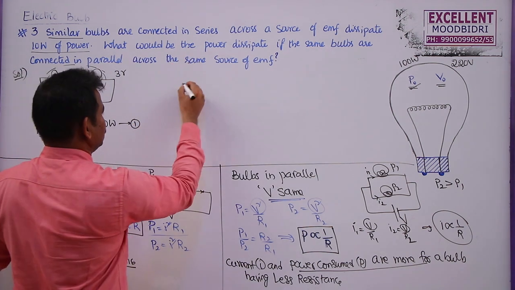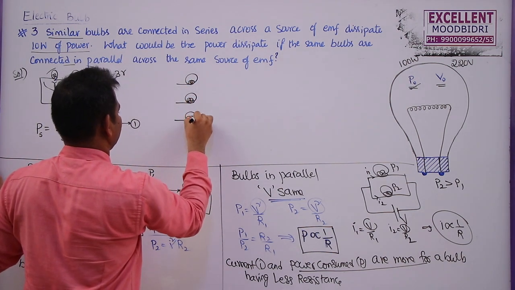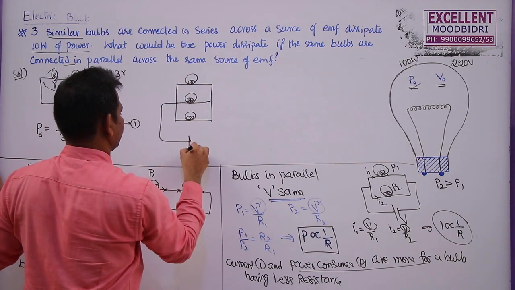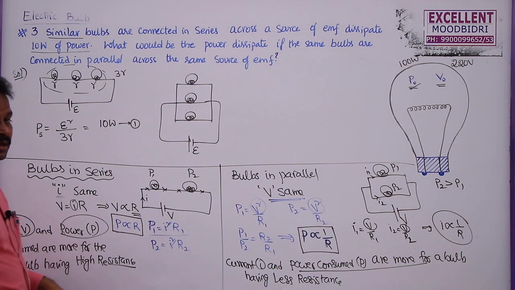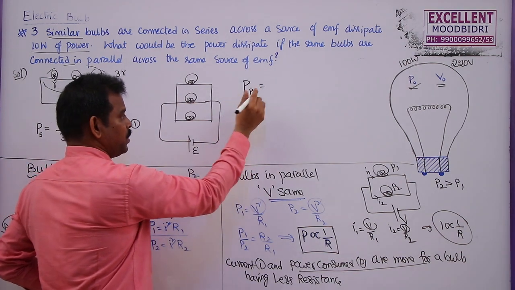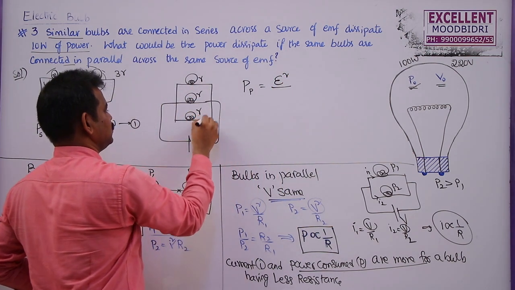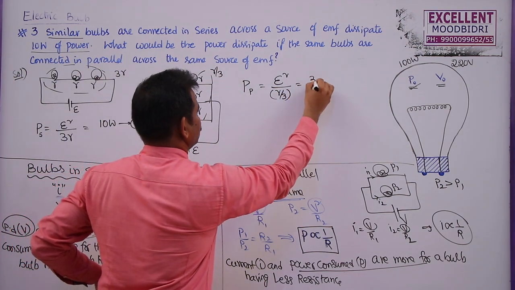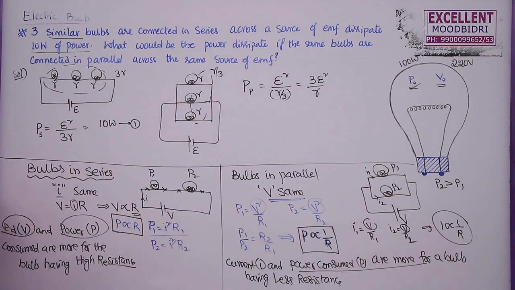Now in the second part of this problem, the same bulbs are connected in parallel across the same source of EMF. Now, what is the power consumed in the second case? The power consumed in parallel combination, I am writing PP, is given by E square by, this is R, this is R, this is R, together this will become R by 3. So this is 3 E square by R. This is the new power consumed in parallel combination.